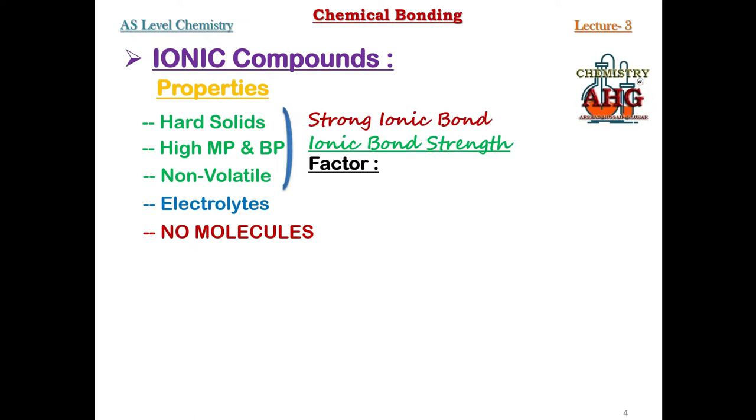Remember, ionic bond strength always depends on charge density. What is charge density? Charge density is a ratio of charge to radius. If we divide the charge of an ion by its radius, that is known as charge density.